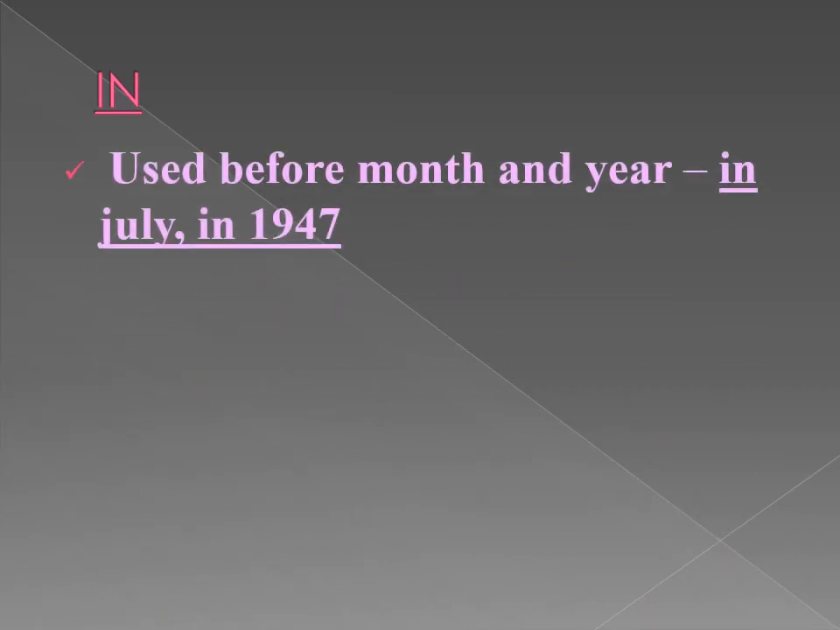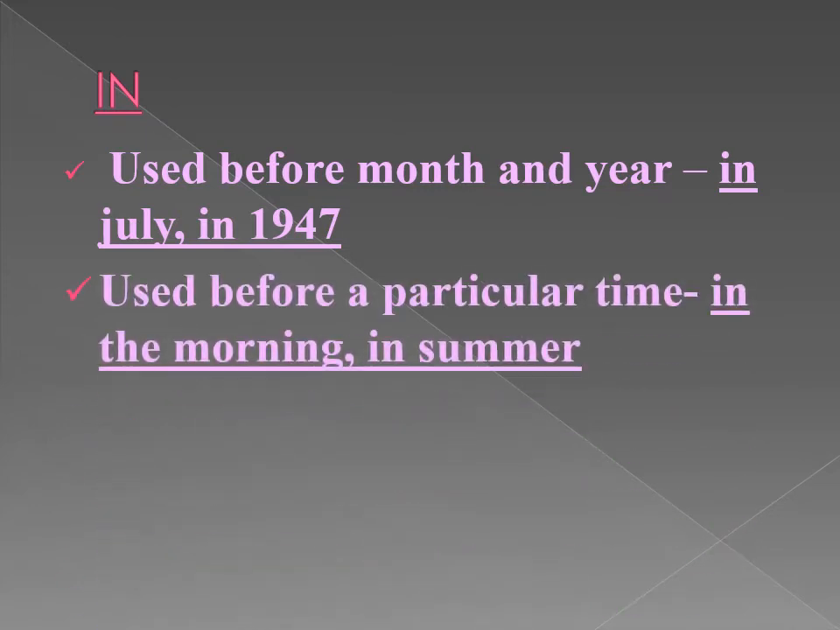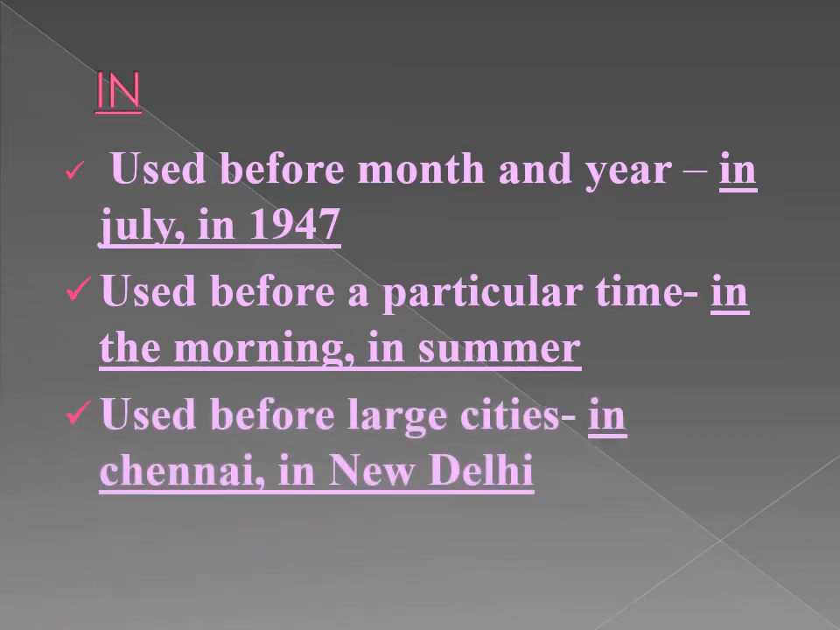Uses of the preposition in. Used before month and year. In July, in 1947. Used before a particular time. For example, in the morning, in summer. Used before large cities. For example, in Chennai, in New Delhi.